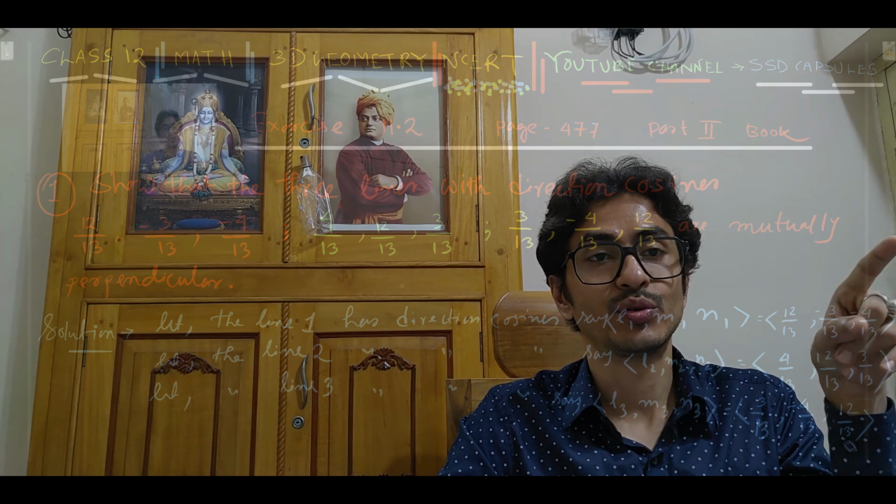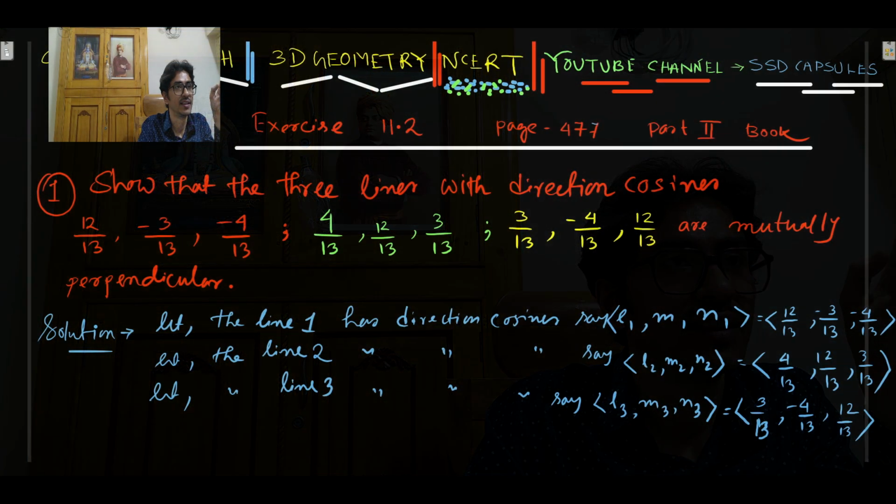So first we will show that line 1 is perpendicular to line 2. So we are going to show that l1 l2 plus m1 m2 plus n1 n2 equals 0. So check that in the next slide.